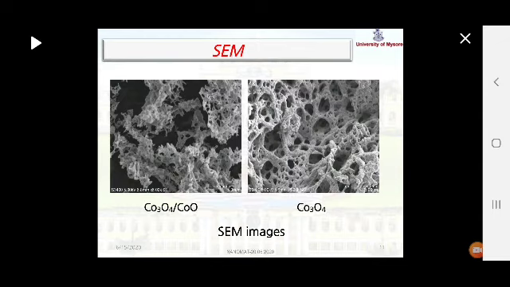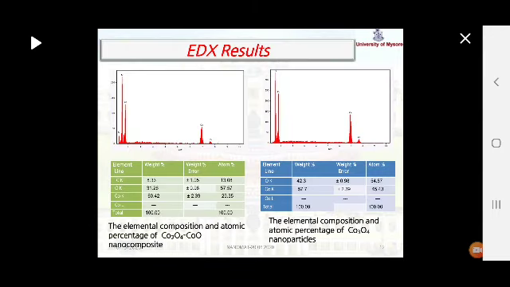SEM images express the morphology of the sample. The pristine catalyst Co3O4 has a sponge-like morphology with higher crystallinity and larger crystal size, and on the other side the composite has a foamy-like morphology with small crystal size. The EDX result also confirms the nanoparticle and nanocomposite formation, and for the nanocomposite it shows carbon also.